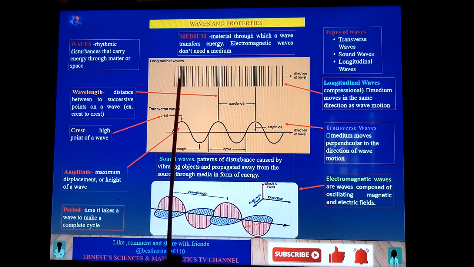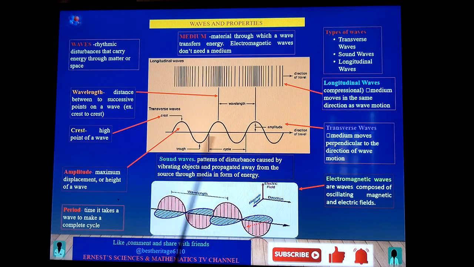So the specific sections where the lines are together, we can refer to as compressions, and the places where the lines are relatively apart, we call rarefactions. So this is the anatomy of what we refer to as a longitudinal wave.